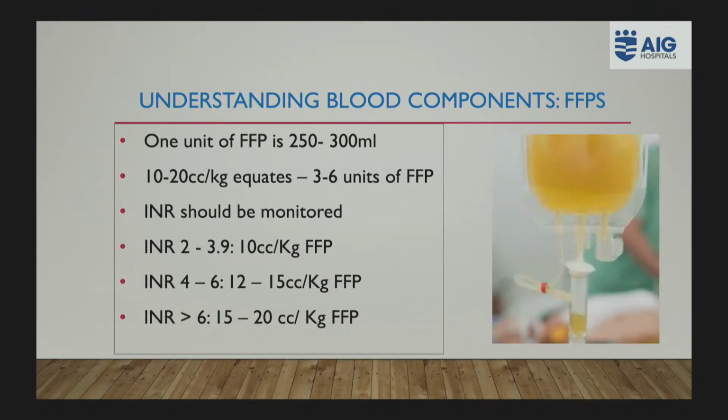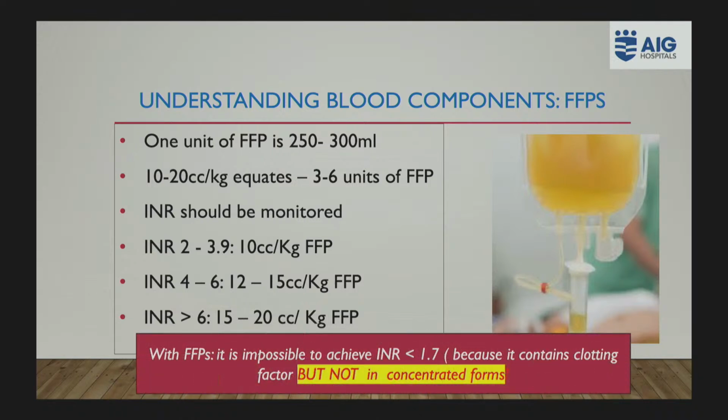A word about FFPs. One unit of FFP has 250 to 300 ml in it. We usually consider giving 10 to 20 cc per kg of FFP, which equates to 3 to 6 units of FFP. INR should be taken into consideration while giving FFP. If INR is between 2 and 3.9, we can consider 10 cc per kg of FFP. If it is between 4 and 6, we need to consider 12 to 15 cc per kg. As the INR increases, the dosage increases. Remember, with FFPs it is impossible to achieve an INR less than 1.7, because it contains clotting factors, but not in concentrated forms.